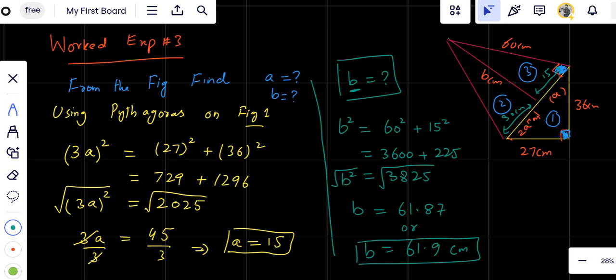So now, if you have any questions related to any composite figure or this concept, let me know. If not, then I will move to the converse of Pythagoras theorem. Okay, perfect.